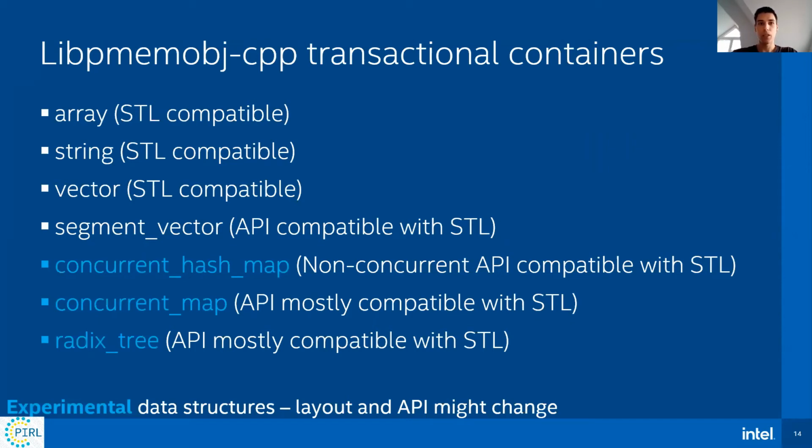So as you can see on this slide, we have 7 containers in our current libpmemobj-cpp version, and 3 of them are experimental. Those are the ones in blue. This means that the layout and API of those containers might change. For all other containers, we guarantee both API and layout stability. As you can also see, some of the containers are compatible with STL. Some of them have non-standard extensions. This is mainly true for our concurrent data structures.